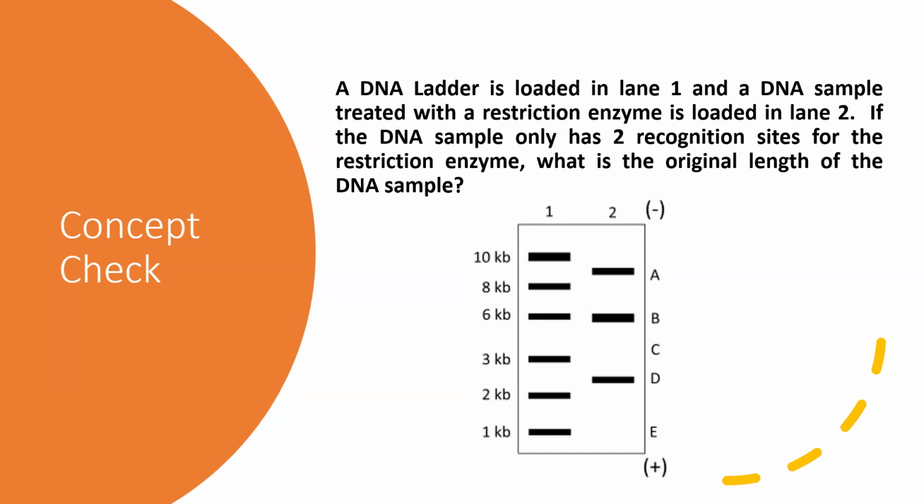Okay, so let's take a look. This one, compared to the ladder, what size do you think this is? 9, right? It's between 8 and 10. So that one is 9 kilo base pair. 1,000 bases, 1,000 ACTGs.